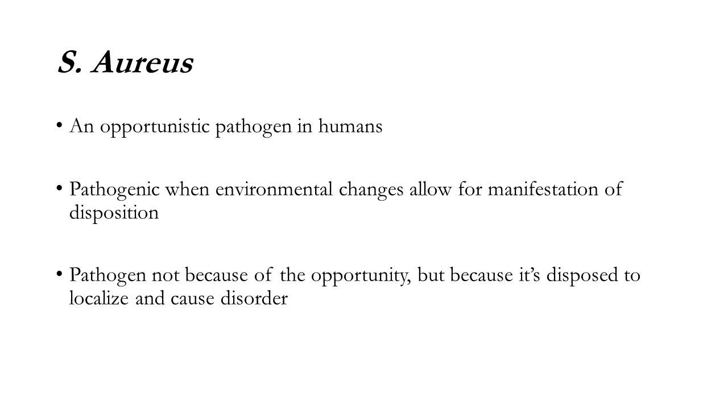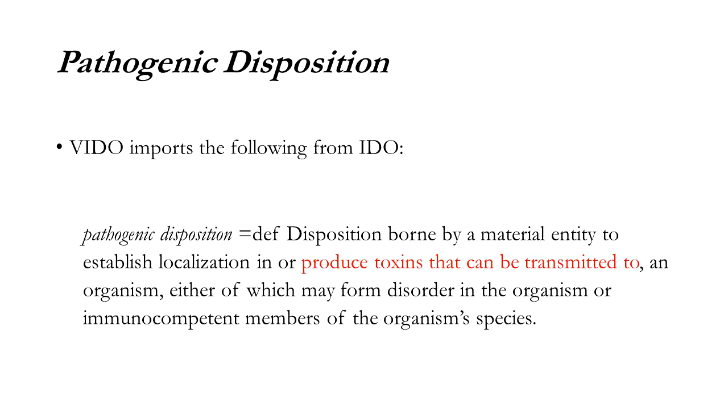Staphylococcus aureus is a pathogen, according to this account, not because it gets the opportunity, not because it's in a new environment. It's not like a student, right? It's not a pathogen because it's in the right context. It always had the disposition to localize and cause disorder, but it's just not in the right environment to manifest that, to make it happen. Again, salt is the analogy. Salt doesn't always dissolve or manifest dissolving, but when it's in water, it does. Same with Staphylococcus aureus, same with other opportunistic pathogens with respect to pathogenicity.